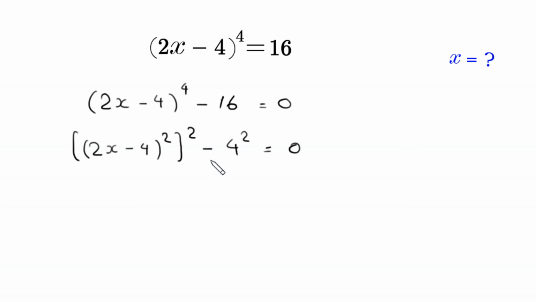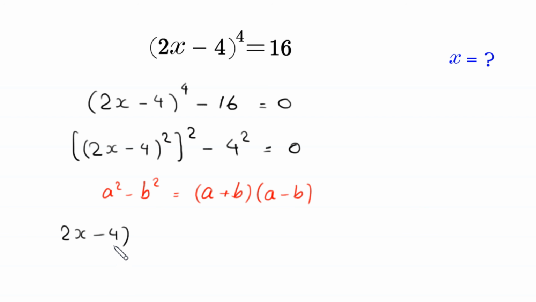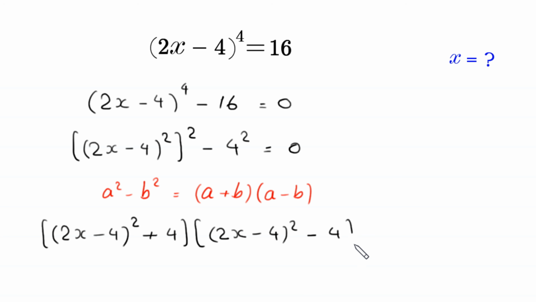Now we have a difference of two squares. So by using this algebraic identity, a squared minus b squared is equal to a plus b times a minus b, this will become ((2x - 4)^2 + 4) times ((2x - 4)^2 - 4) is equal to 0.